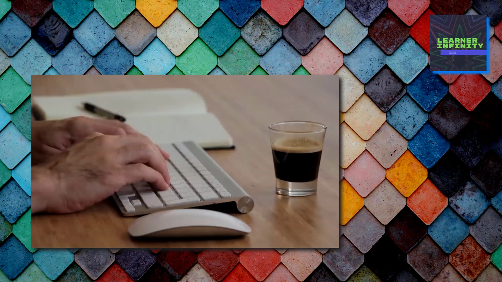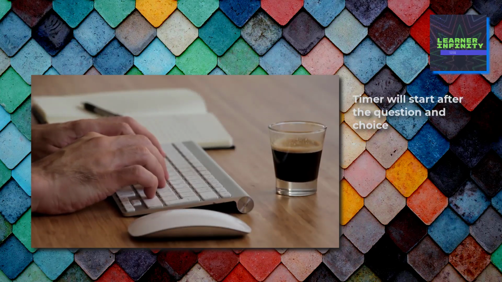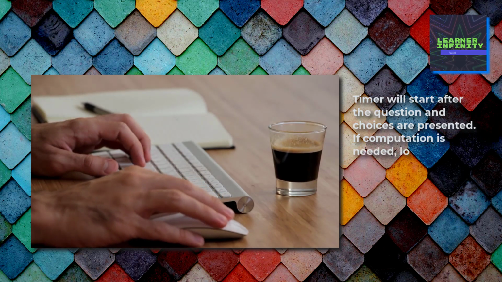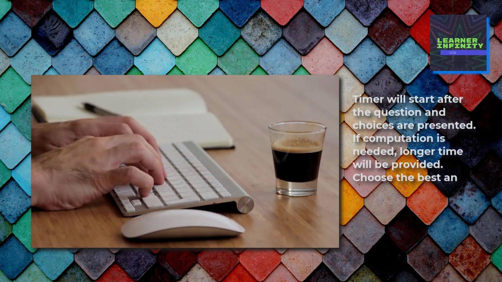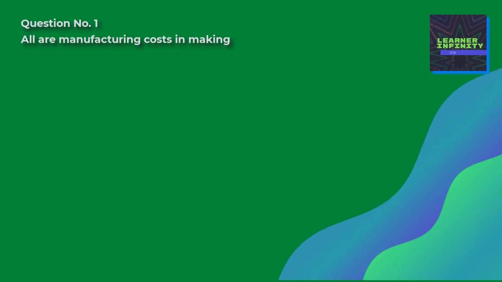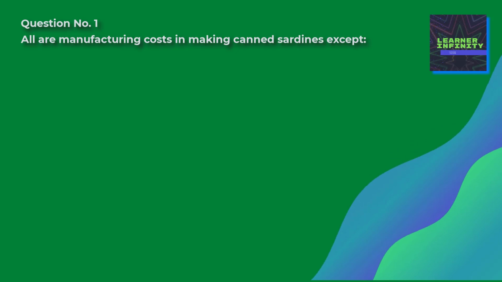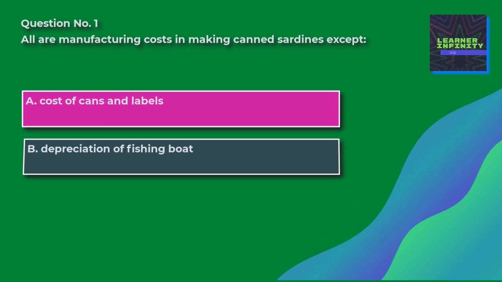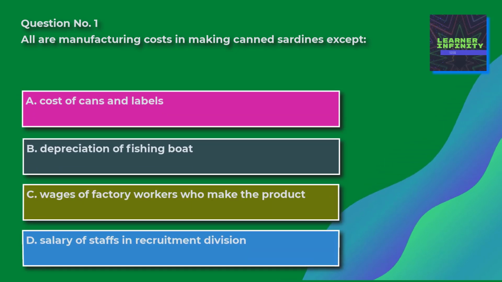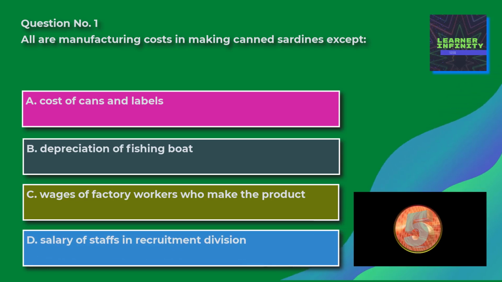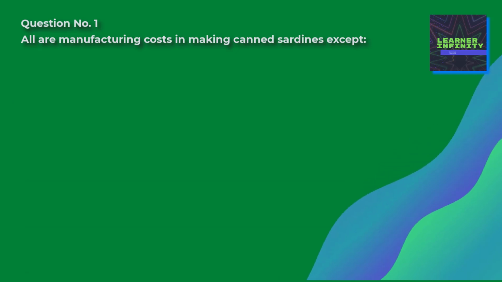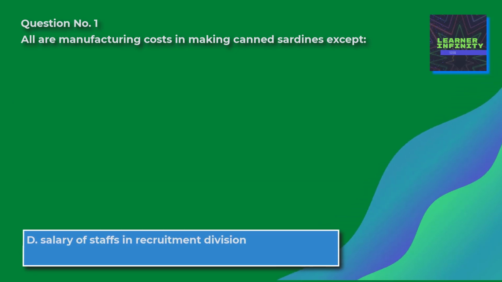Let's start with our quiz. Timer will start after the questions and choices are presented. If computation is needed, longer time will be provided. Choose the best answer. Here's the first question. Choices are A, B, C, D. Timer starts now. Time's up. The correct answer is D.